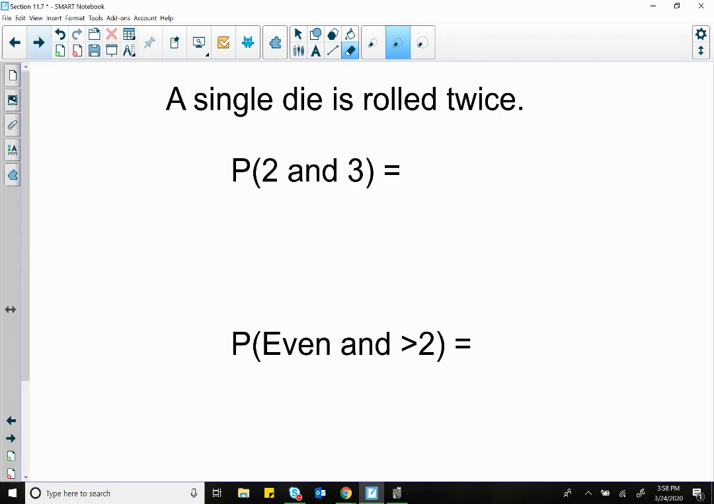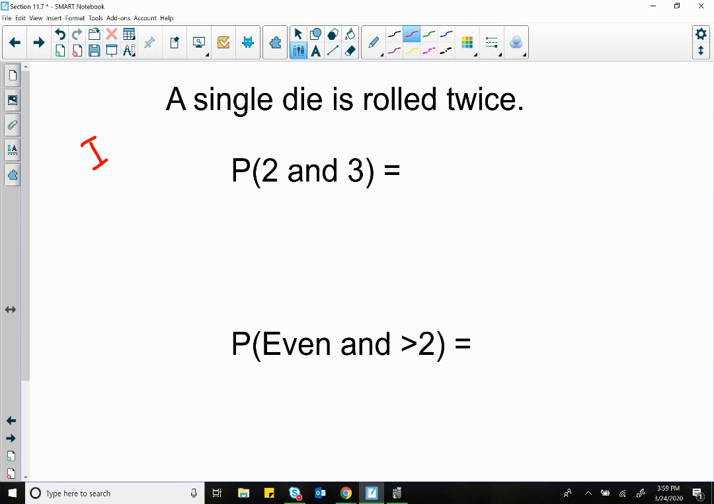So here we got a single die rolled twice. I want you to think about this. Is this independent or dependent? Go ahead and pause the video. Give this one a shot. Okay, so hopefully when you thought about this, you said it's independent, because the first roll is not going to affect the second roll. So this is definitely independent.